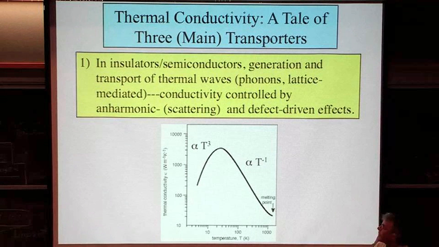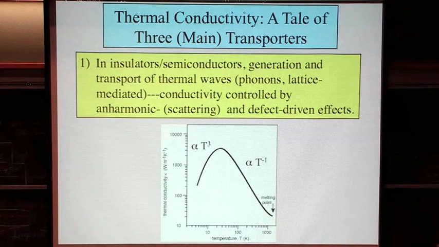So it's harder for a thermal wave to propagate through a material at high temperatures. And this is really the range of geophysical interest, in this zone right here. That's fortunately a very simple temperature dependence.